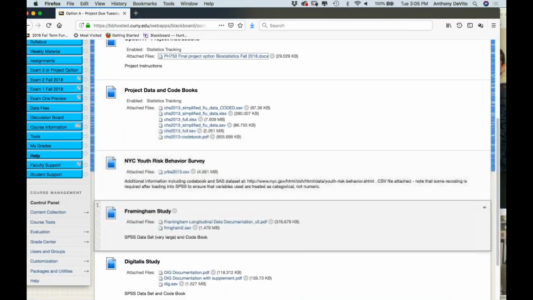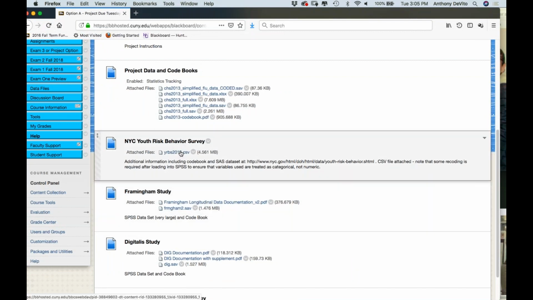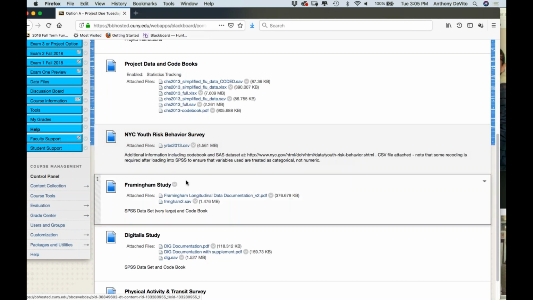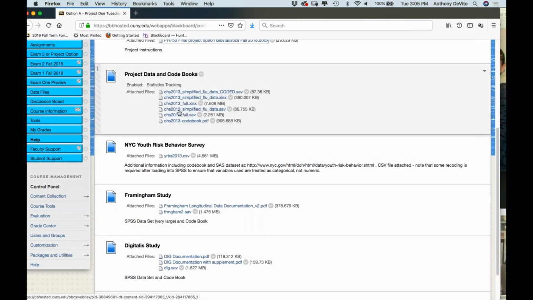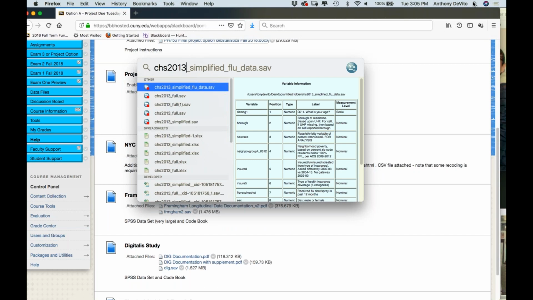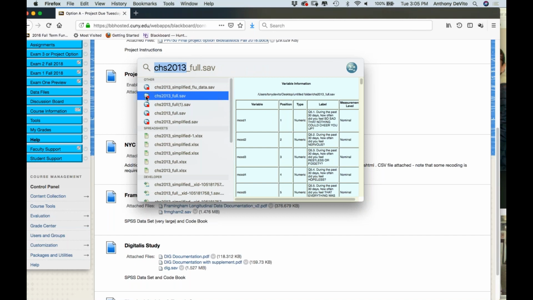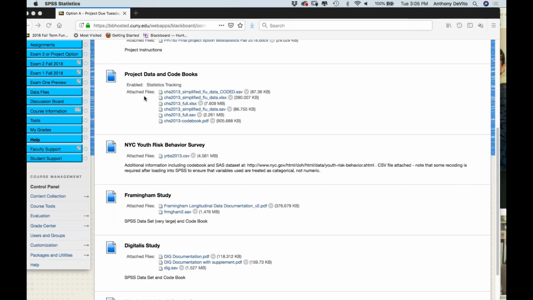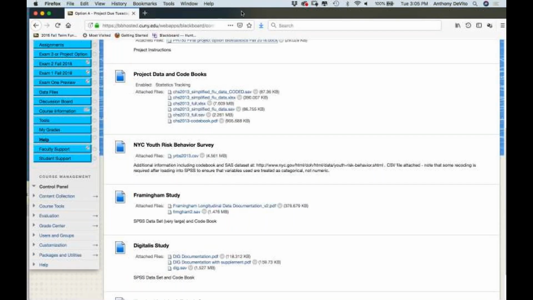We have a whole bunch of data sets here. Actually, I only gave you a CSV file for R. For this one, I'll put up an SPSS version of that as well. But you got a data set here that's the 2013 Community Health Survey, right? So if I download that, I'm sure I have it on here, as a matter of fact. CHS 2013. Here's the full version and here's the simplified version. I'm going to open up the full version first. Okay, SPSS churning in the background there.